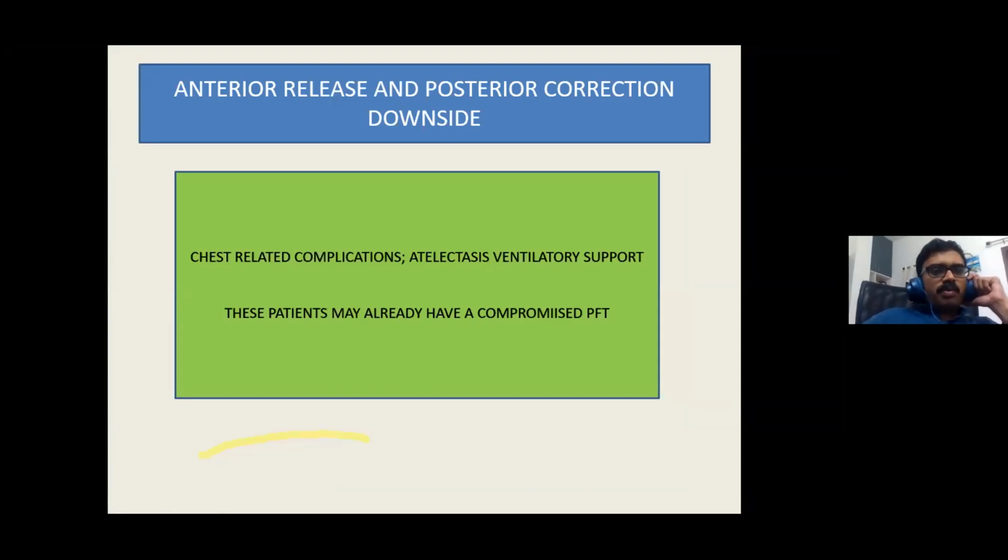Most often the problem is chest-related complications. Many of these patients, if you test with PFT during the preoperative period, have very low pulmonary reserve. And when you open up the chest cavity for doing an anterior release, most of these patients will require postoperative ventilatory support. A little bit of the lower lobe of the lungs will get collapsed, and they will require aggressive chest physiotherapy.